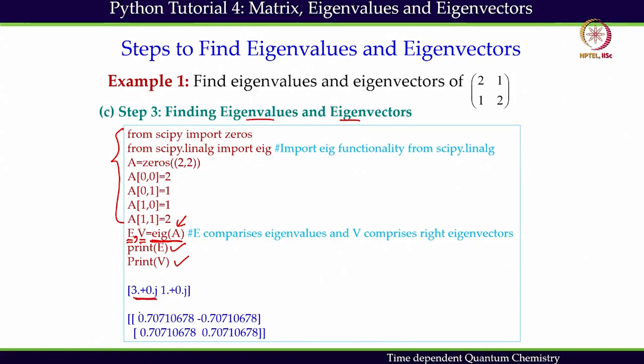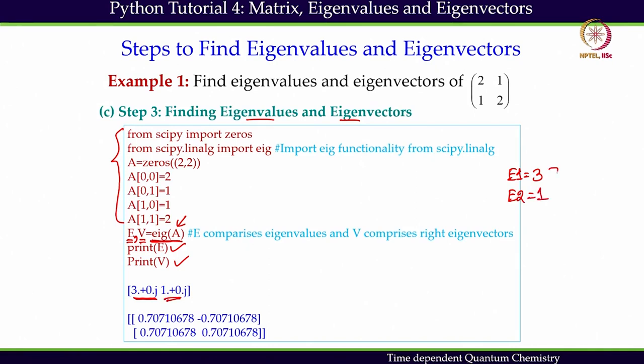Here J is the complex number. What we express as i in mathematics, Python will express as J. So, 0 multiplied by J means it is a real number. By default it is showing in the complex form. So, the first eigenvalue, E1, is going to be 3 and E2, another eigenvalue, is going to be 1.